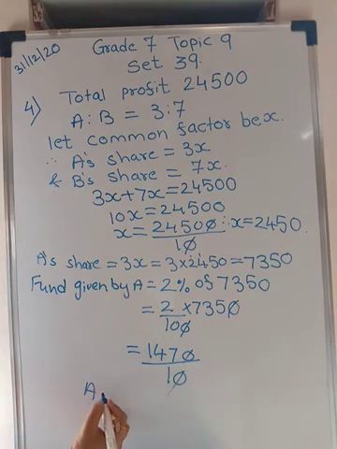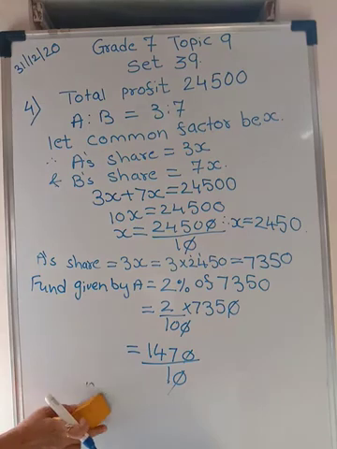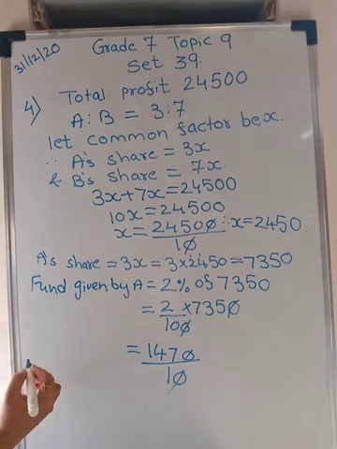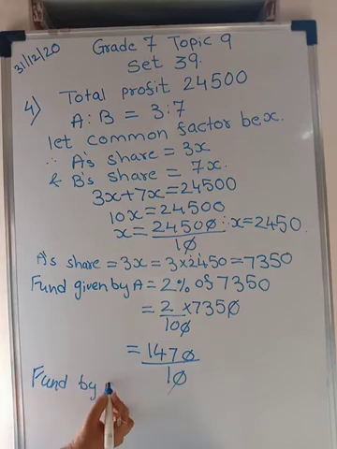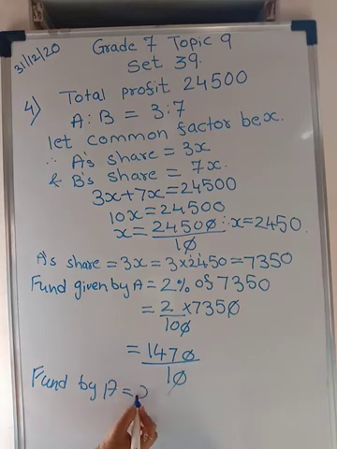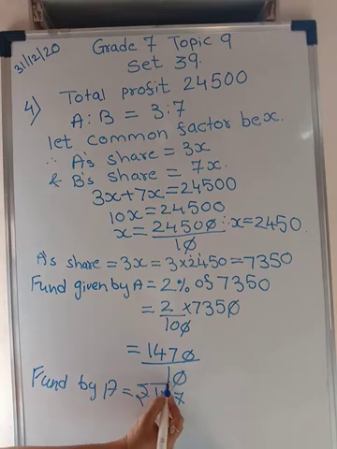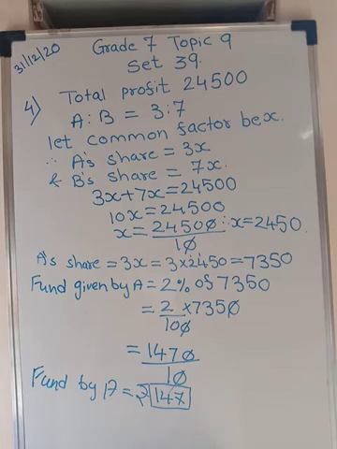So fund given by A we can say. Fund given by A. How much? Rupees 147. Got it, everybody? Similarly, we will calculate for B now.